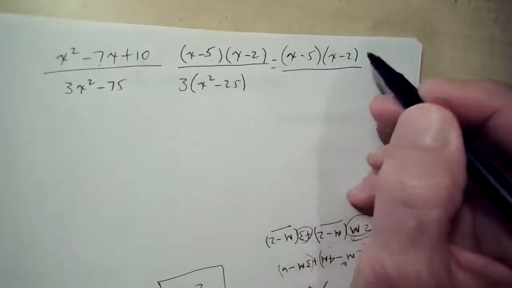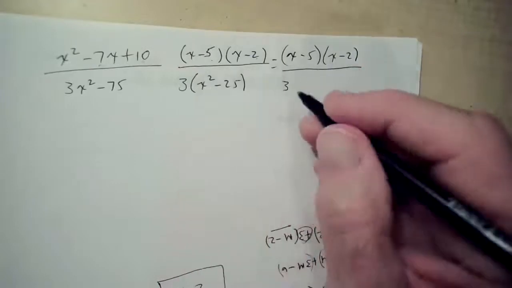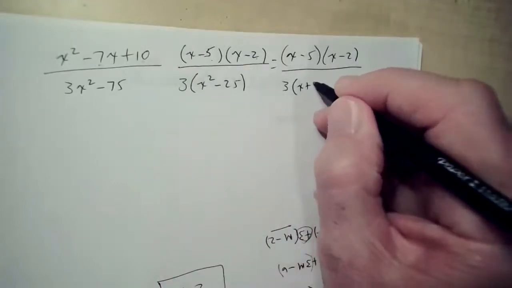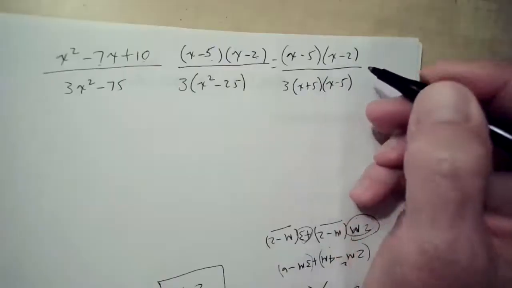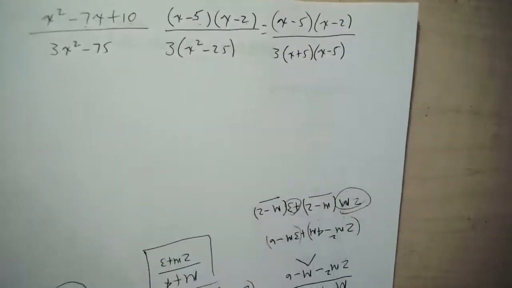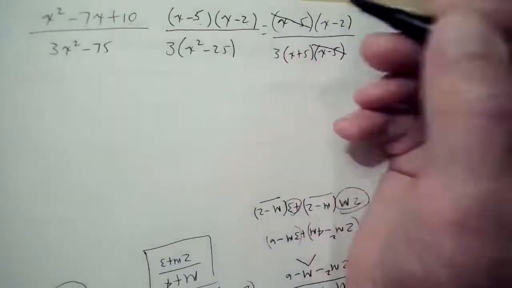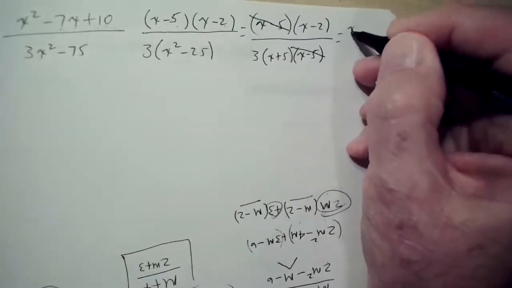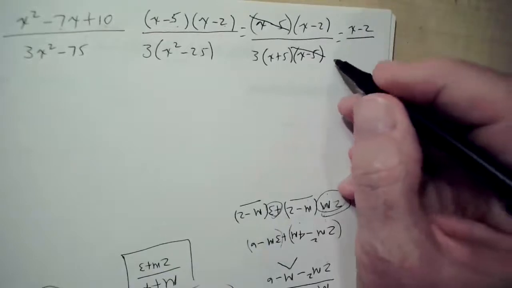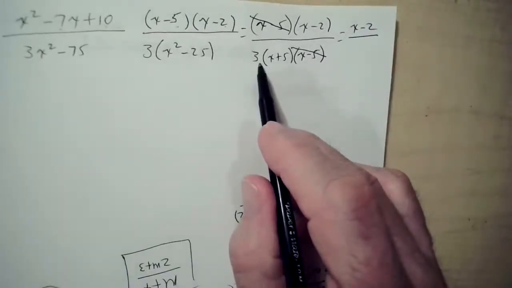X minus 5 times x minus 2, right? That's this. Now, this one we have 3. Don't forget about the 3 up here. Now this is a conjugate, so it's going to be x plus 5 and x minus 5. Right? Right. The x minus 5s cancel out. And what do we end up with? X minus 2 over.